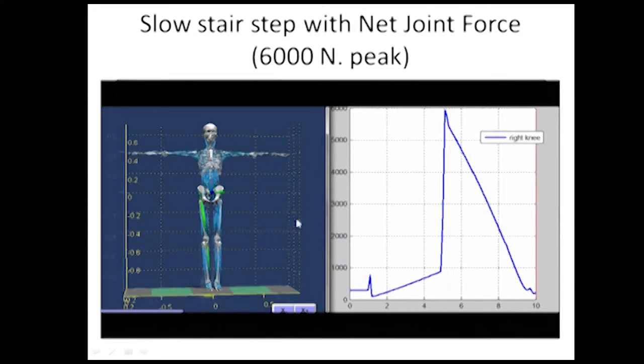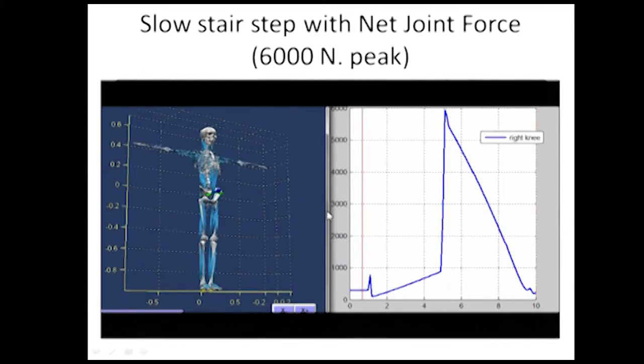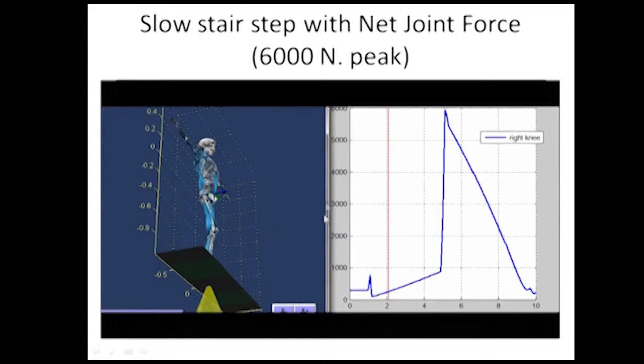And you see that it's going up to about 6,000 newtons peak. And the way we've entered the body mass of this individual, that works out to be about, I believe, 7 times the body weight.